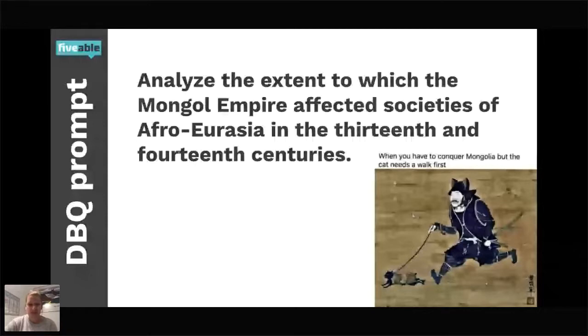Just jumping into documents, it's asking about analyzing the extent of how they were affected. So when it says the extent, it's like, were they affected a lot? Were they affected just a little bit? And how were they affected? Was their government affected? Was their economy affected? How specifically was their economy affected? If they were taken over by the Mongols, how did that change that society? And so when we're writing our essay, that's going to be our main points. The extent of how they were affected. And then Afro-Eurasia just means Africa, Europe, and Asia.